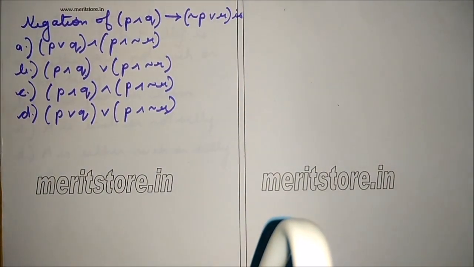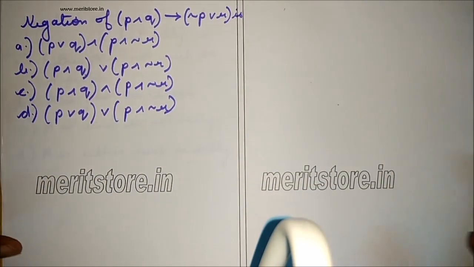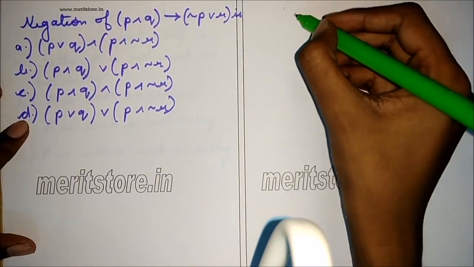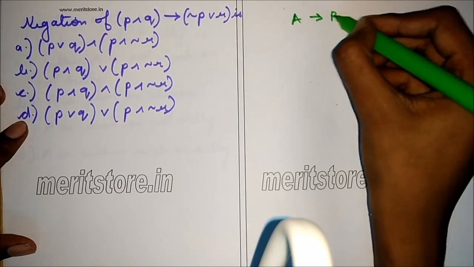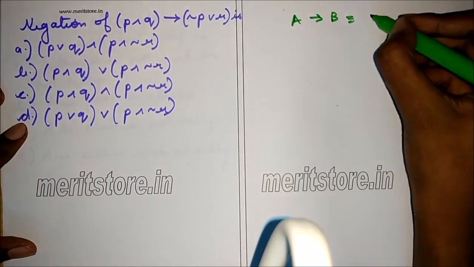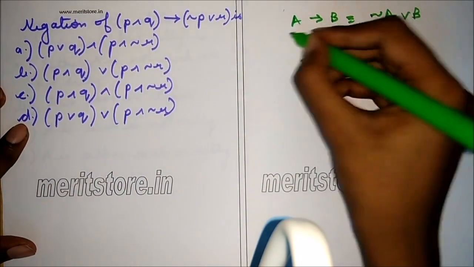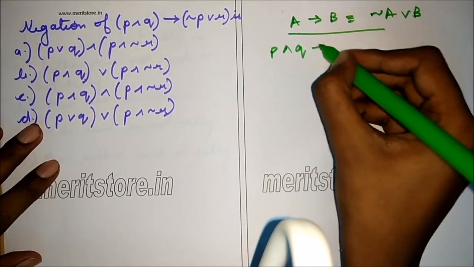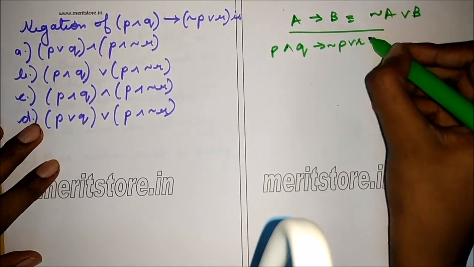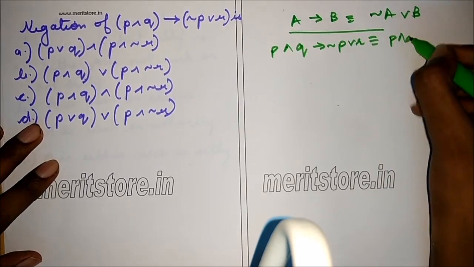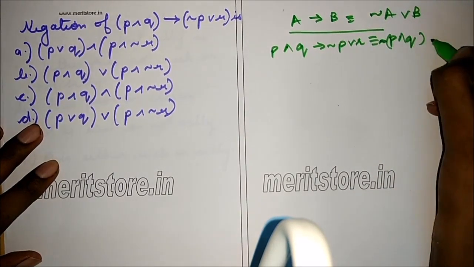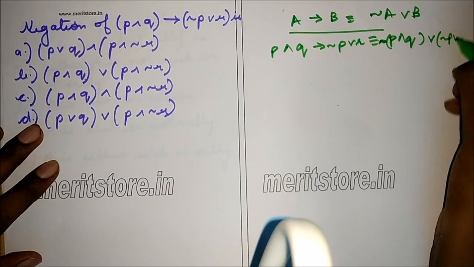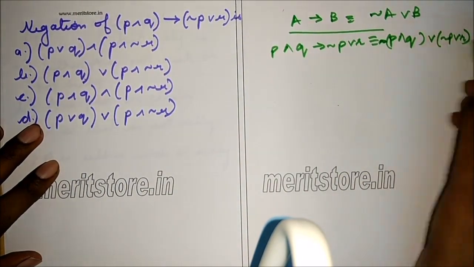Negation of P and Q implies negation of P or R is. So first we'll write the equivalent form of implication statement. So A implies B is equivalent to negation of A or B. So we'll use this. So P and Q implies negation of P or R is equivalent to negation of P and Q or negation of P or R. So we have to find the negation of this.